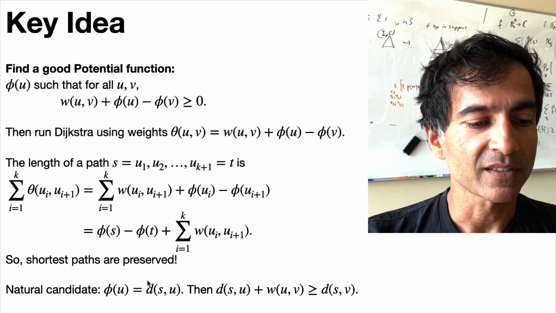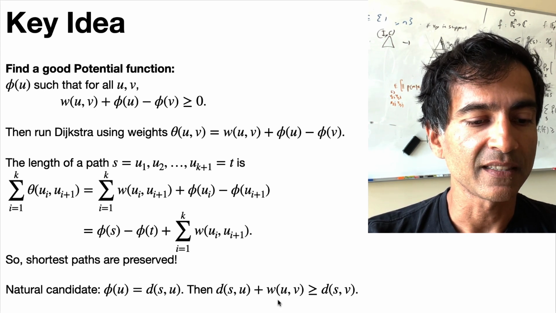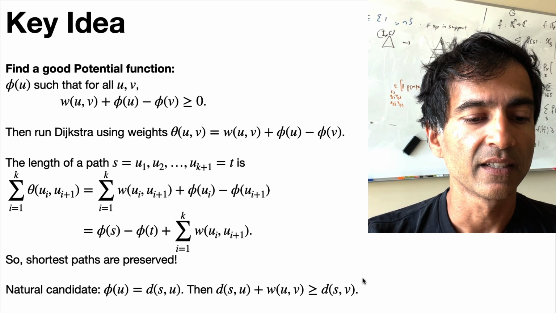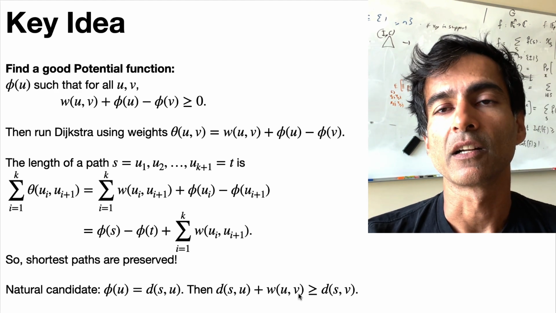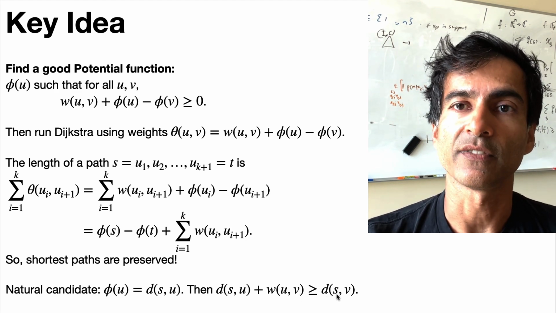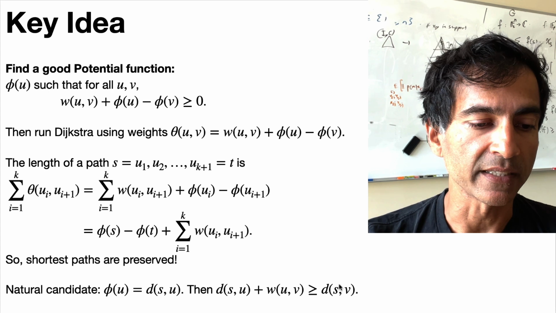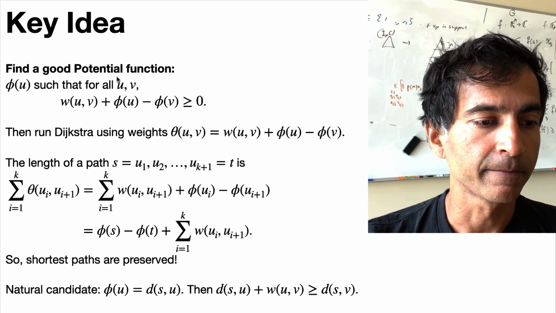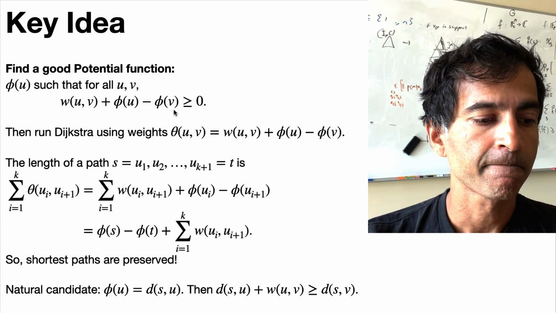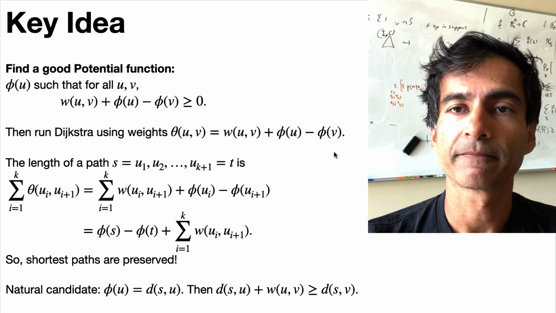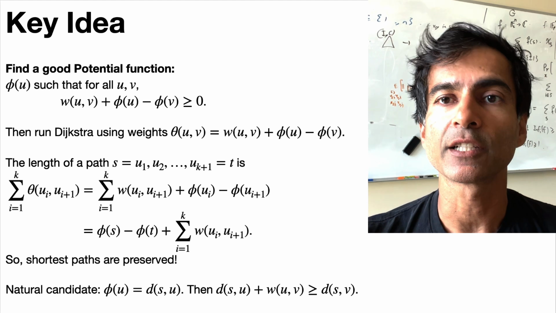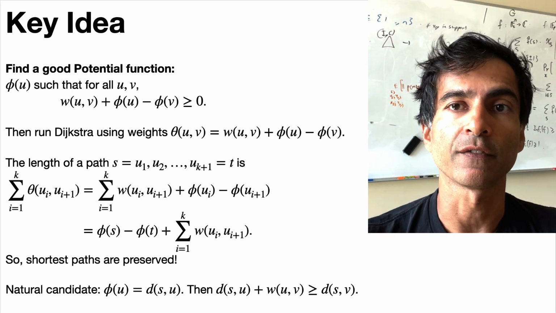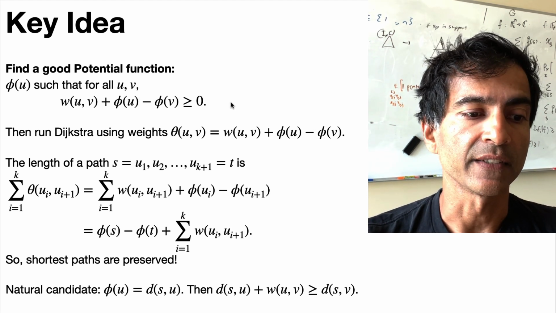And the reason that works is because, if you set phi of u like this, then you have this inequality, because the path that goes from S to U and then from U to V can only be longer than the shortest path from S to V. And that inequality is the same as what we wanted up here. So this is the framework we'll adapt from now on. Instead of finding shortest paths, we'll look for a potential function phi that satisfies this kind of inequality.